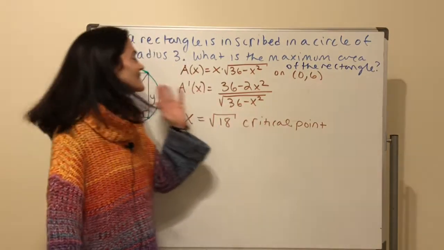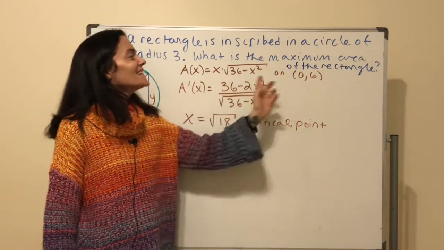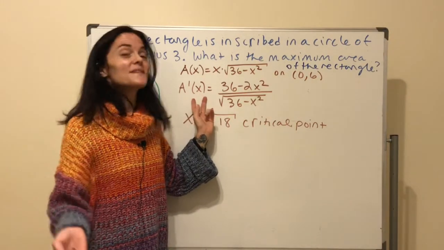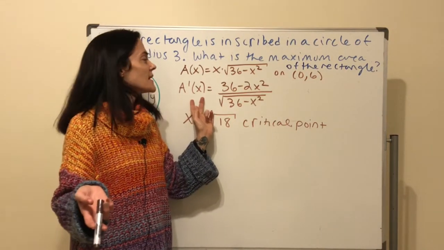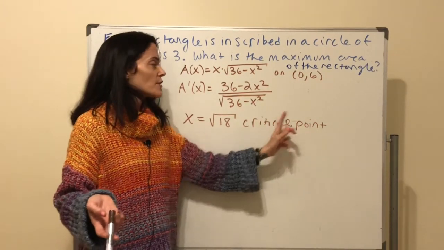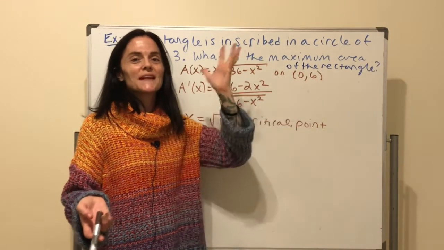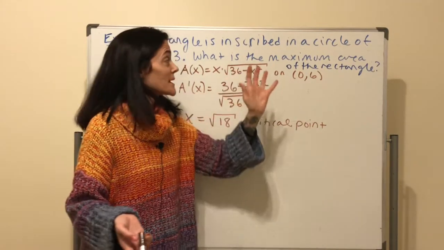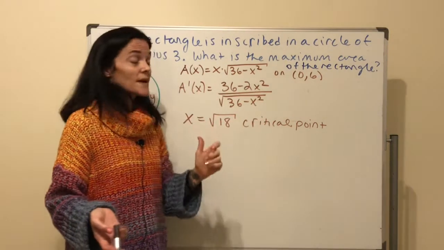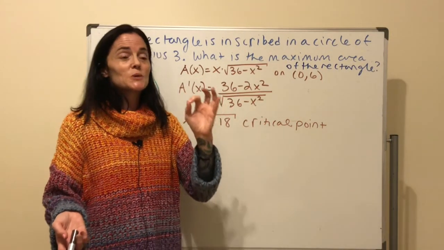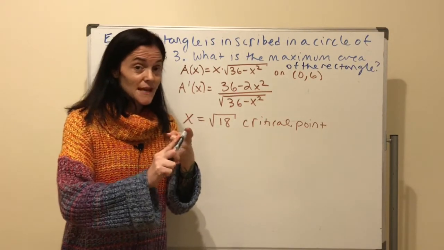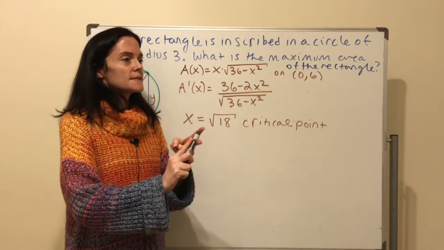On the board, we have area as a function of x. I rewrote the derivative, simplified that we calculated, and we found this square root of 18 is the only critical point on this open interval. Now I need to check, because I'm trying to maximize this area, I need to check that square root of 18 does correspond to a maximum. And because it's the only critical point, I can use first derivative test or second derivative test.